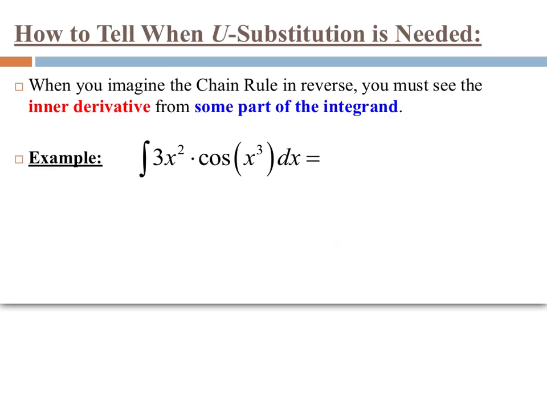So now comes figuring out when U-substitution is needed. Based on the problem we just did, if you imagine using the chain rule in reverse, then what you need to look for is the inner derivative that comes from some part of the integrand. In other words, when you look at this integral right here, do you see a derivative that came from some part of the integrand? Look closely. Is there something here whose derivative shows up somewhere else?